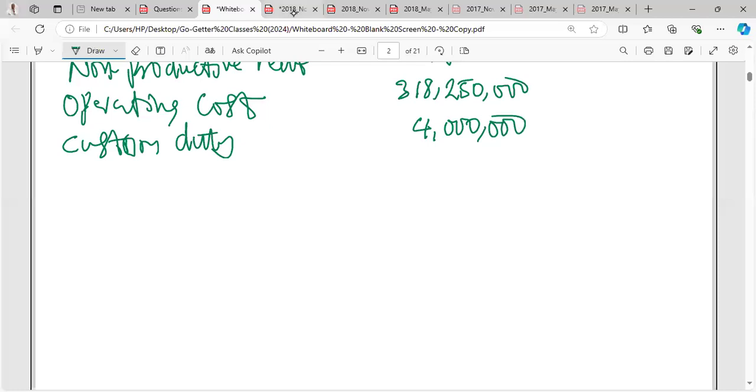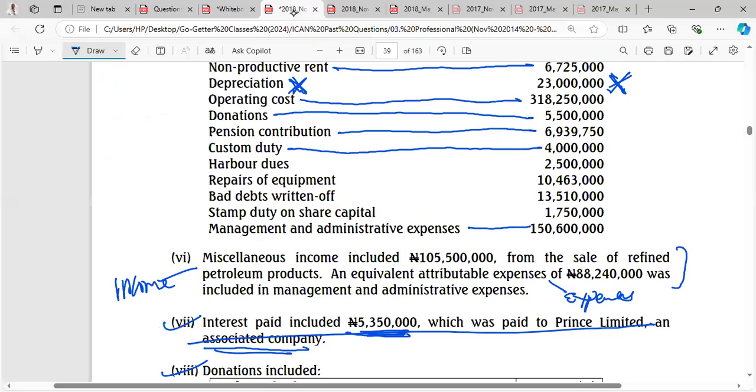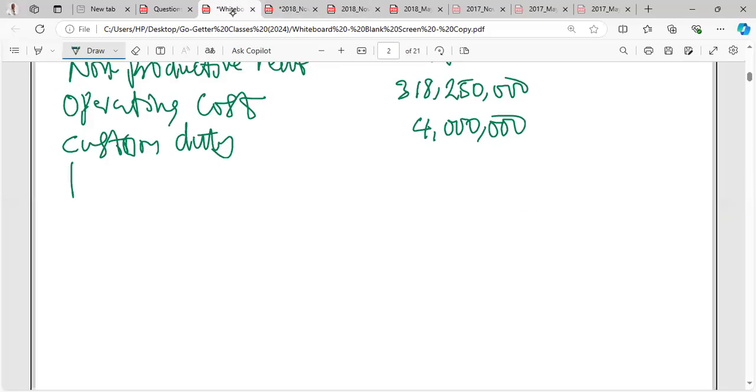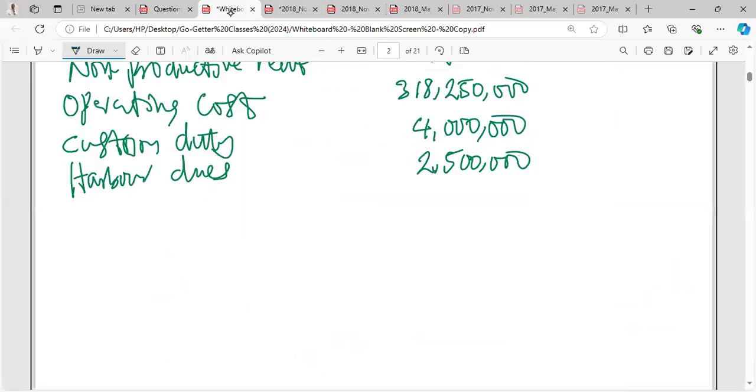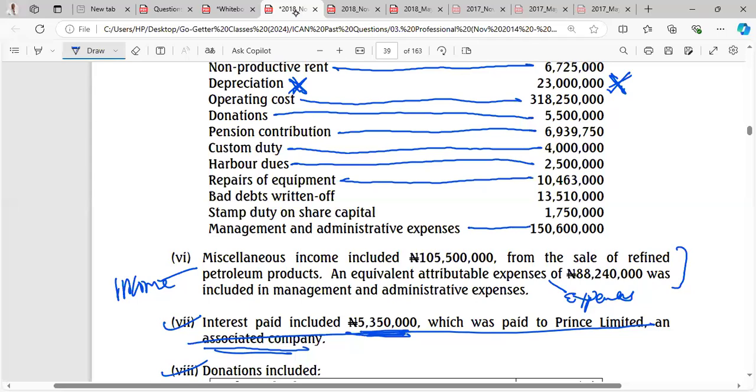Then we have harbor dues, 2.5 million. Harbor dues, 2.5 million. The next should be repairs on equipment. Repairs on equipment. How much was that? 10,463.